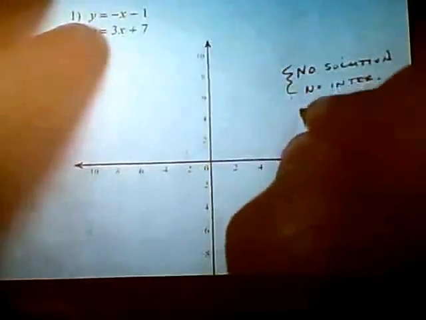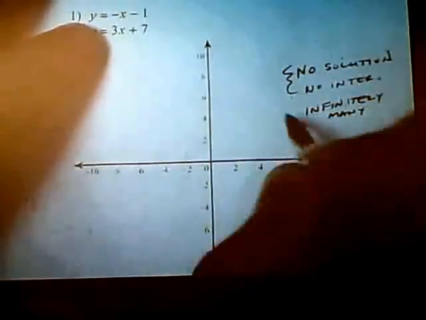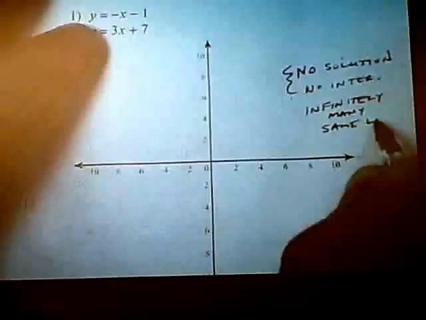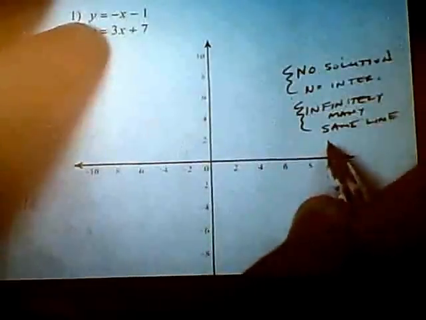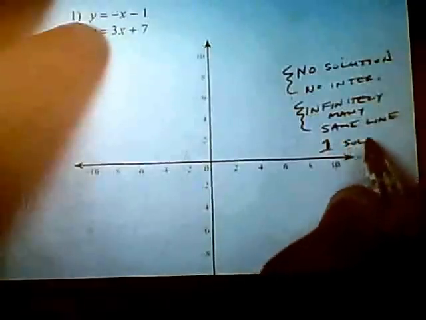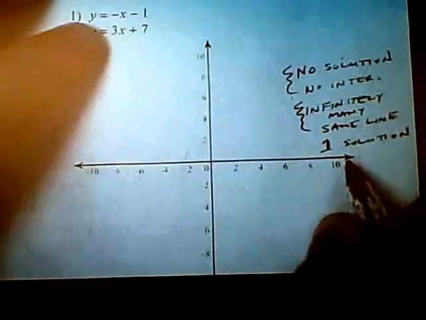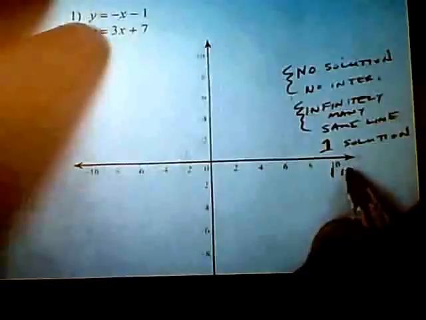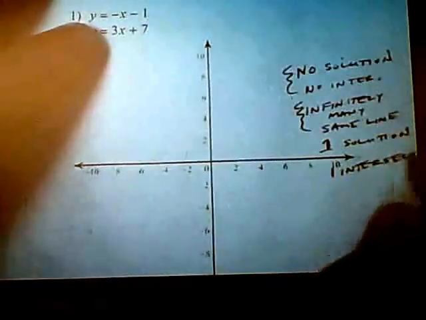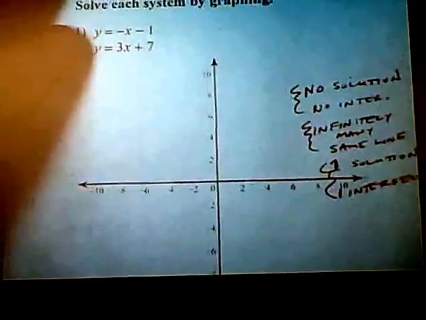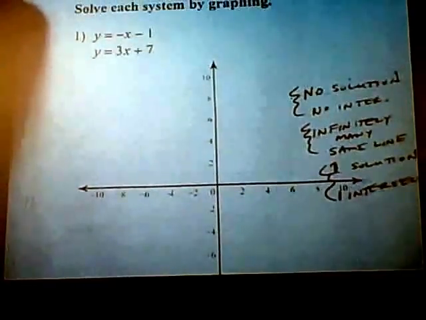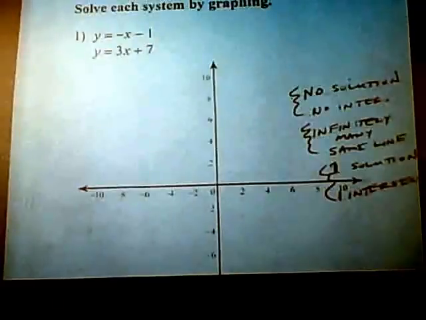Then you have infinitely many solutions. Infinitely many is when you essentially have the same line. Talked about that before. And then your third option would be one solution, and one solution means one intersection. That's it. Those are your only options. That's kind of a little quick review of the solutions to systems of equations.